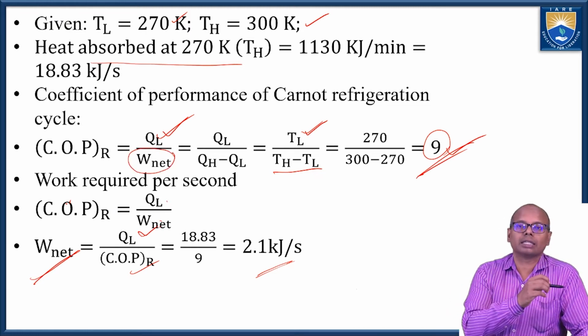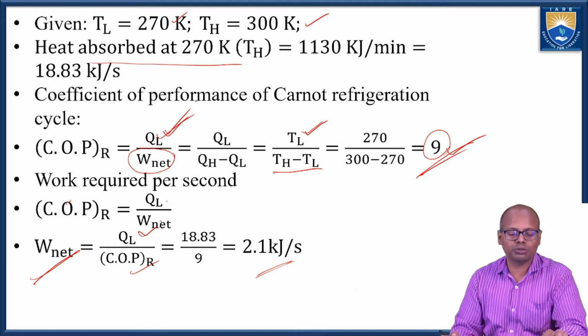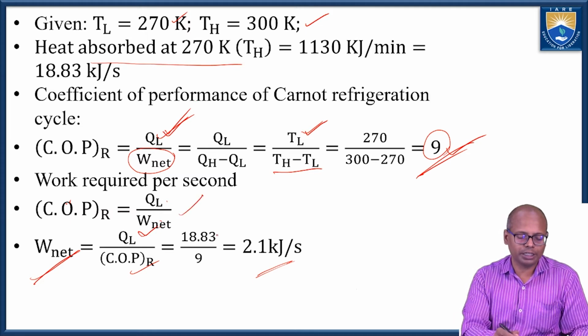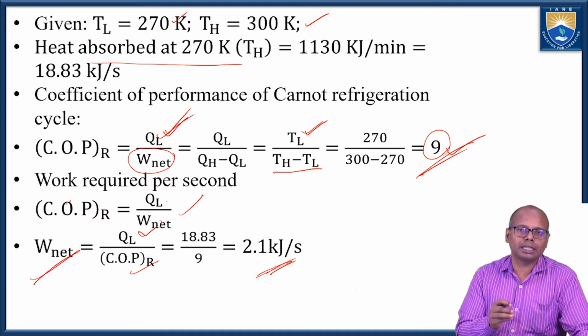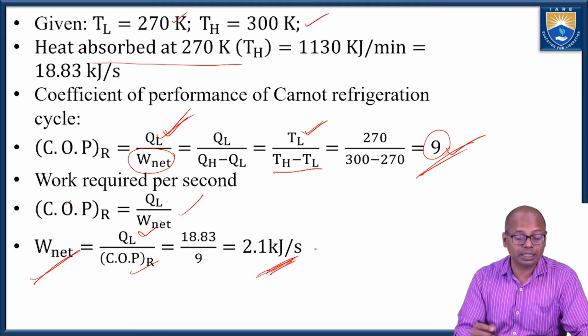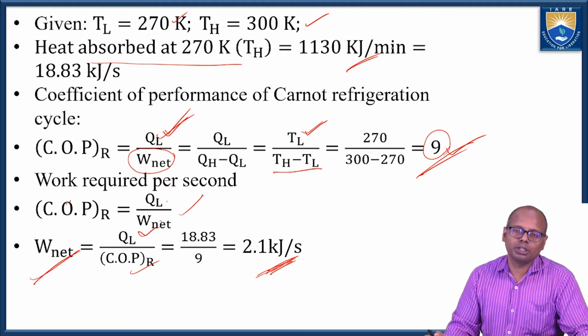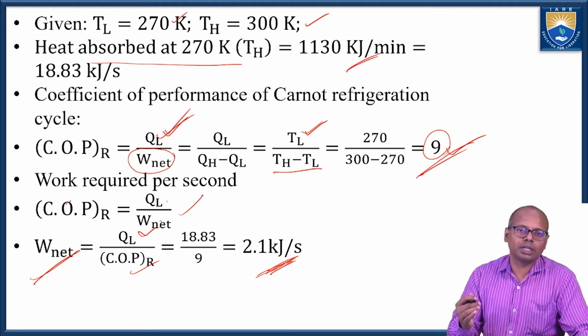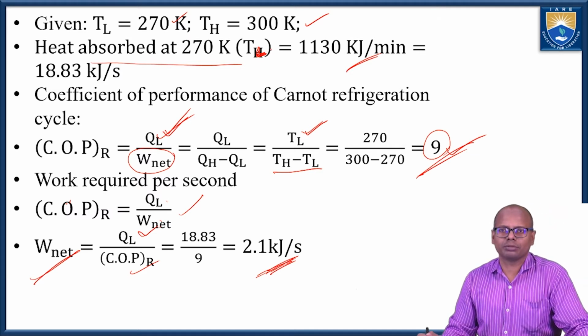Now what is asked? What is the work required to remove QL? So if I use this formula, I can manipulate and find what is the work required for the refrigerator to extract this 1130 kilojoule per minute. Okay, this much energy is required by the refrigerator to extract this much energy from the cold room, or lower temperature. So it is TL here. It is the lower temperature reservoir.